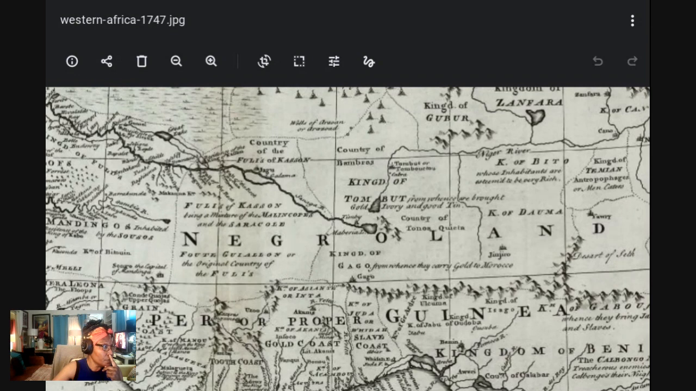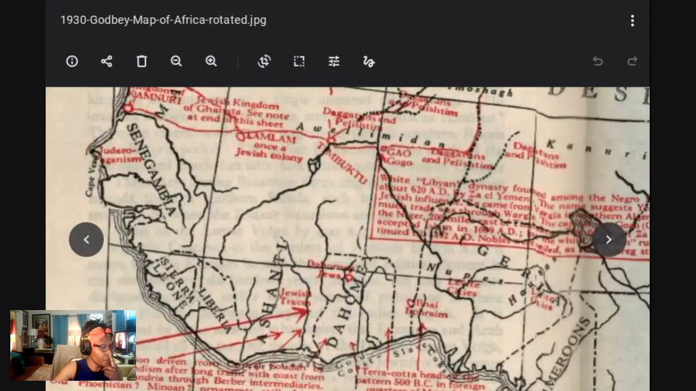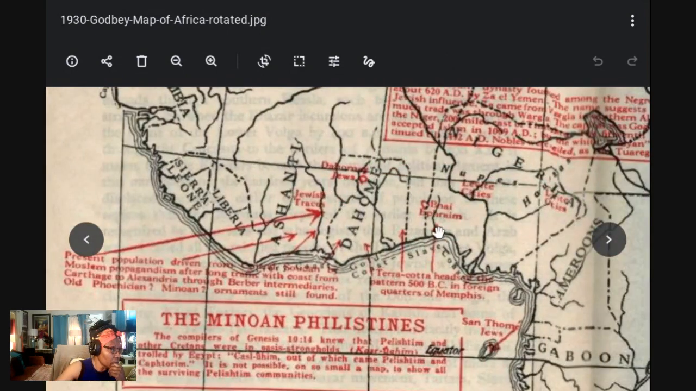Let's see, let me go to it. It's so hard. I got so many maps up here. Where's my map now? Here. Okay, so let's see. So we know that here is the slave coast, which again, slave coast showed Judah. You have Benjamin, Benin, you have Levite, and you have Judah. Judah, Benin, and Levite. Kingdom of Judah right there.